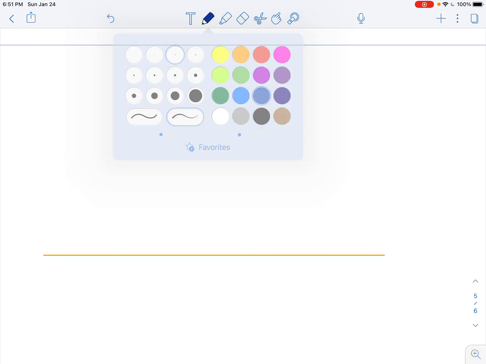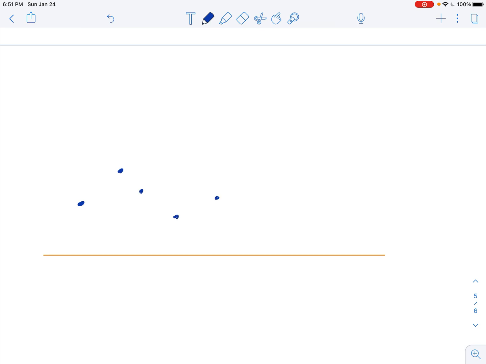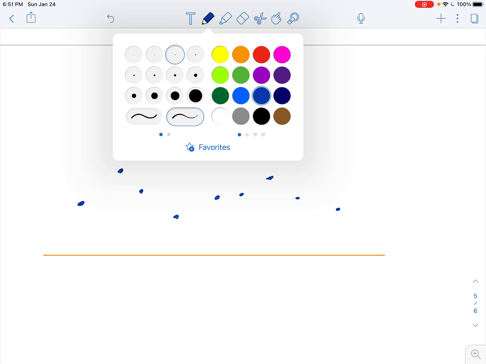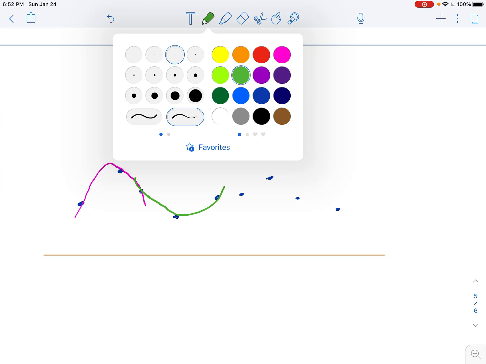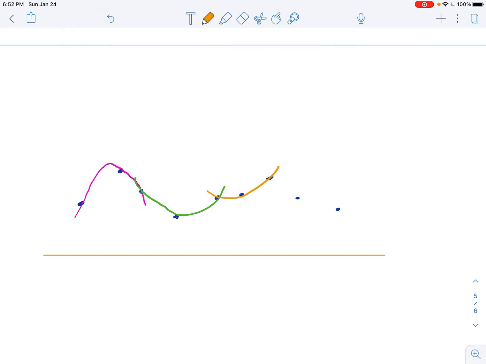So here's the idea. Suppose I have 1, 2, 3, 4, 5, 6, 7, 8, 9 points like so. What you can do is 3 at a time. There is, in theory, a unique parabola that goes through these 3 points. Then we take another 3. There's a unique parabola that goes through these 3 points. And then there's a unique parabola that goes through these 3 points. And a unique parabola that goes through these 3 points.